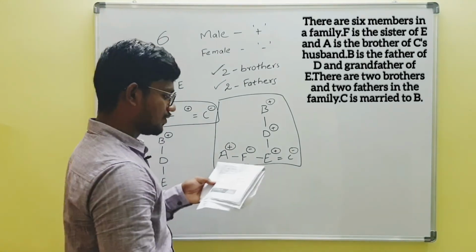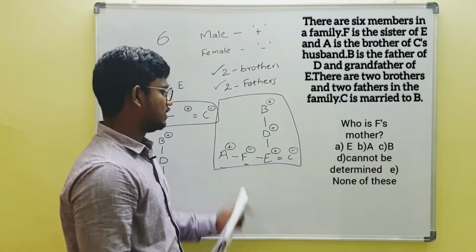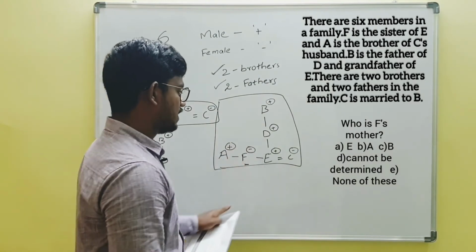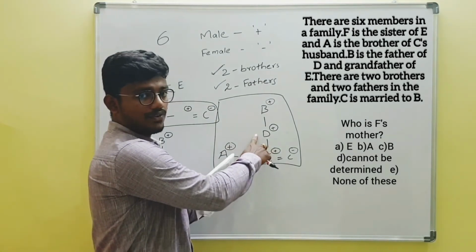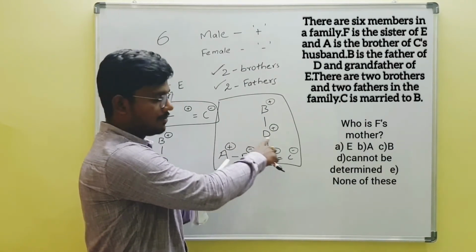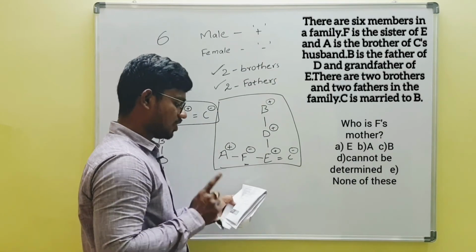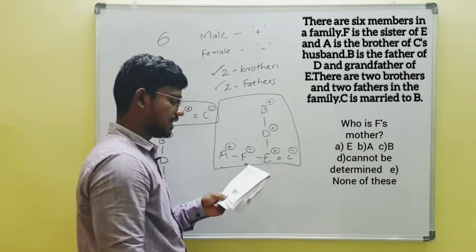Okay, let us solve the questions. Who is F's mother? See, we can say who is the father of F, who is D, but we cannot say who is mother of F. So it cannot be determined. Option D is our answer.